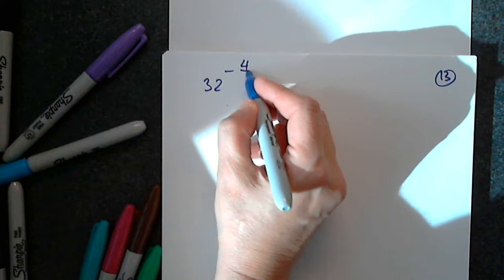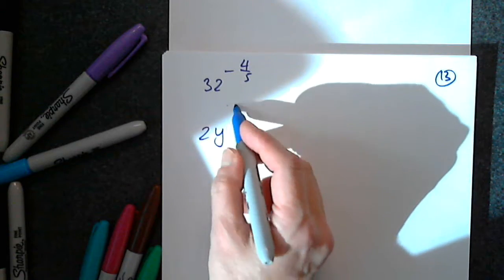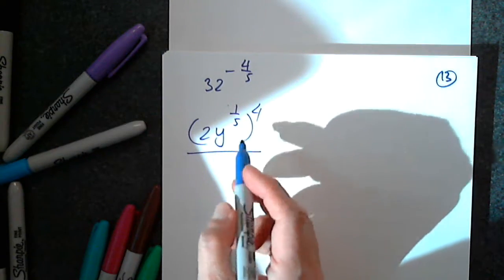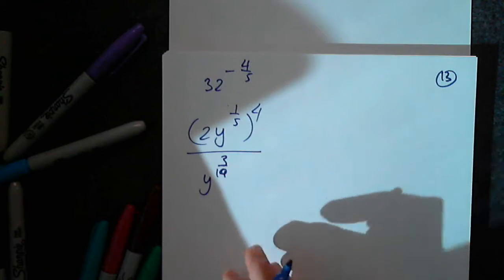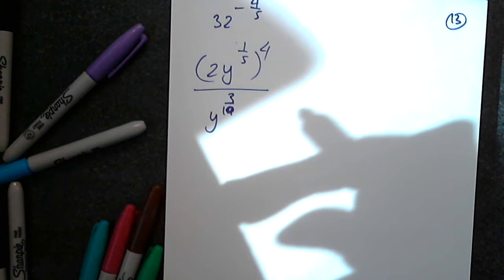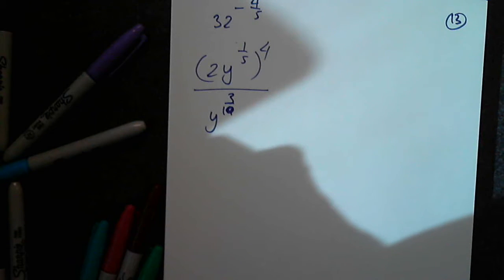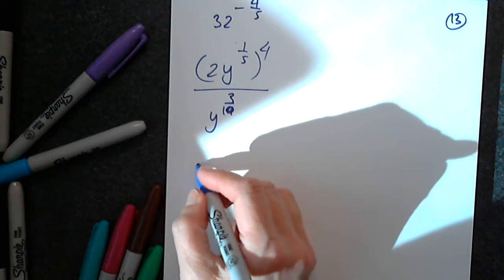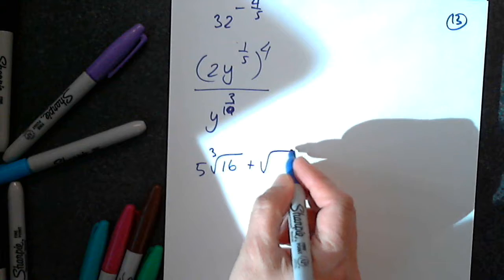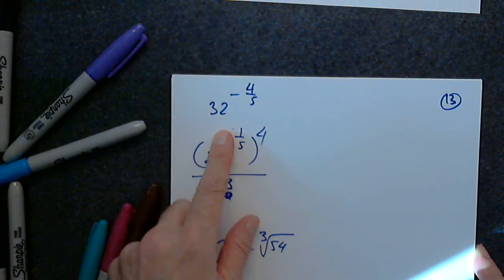So let's say 32 raised to negative 4/5. That's one example. And then I want y to 1/5 to the 4th power, everything to the 3 over 10. And also 5 times the cube root of 16, plus the cube root of 54. Ready? So first we're asked to simplify this.